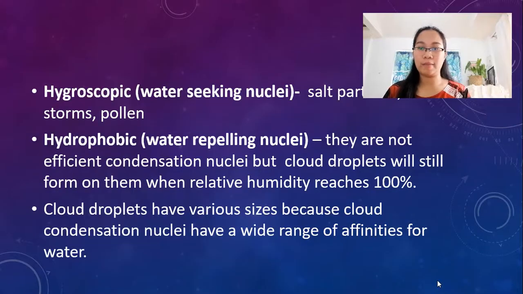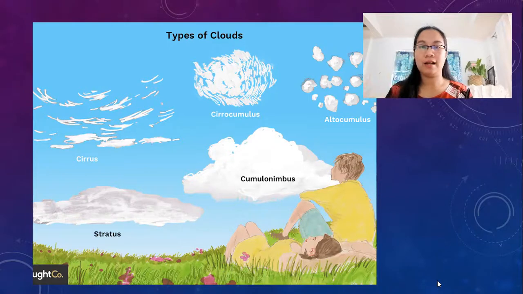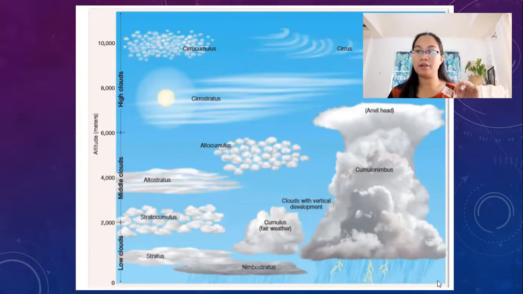Okay, so now let's talk about the different cloud formations. You have here different types of clouds. I know that in elementary you were able to discuss some types of clouds, but we are going to have more definition and more classifications of clouds at this point. You can see here the types of clouds: cirrus, stratus, cumulonimbus, cirrocumulus, and altocumulus. At different levels or heights, we have different classifications of clouds.